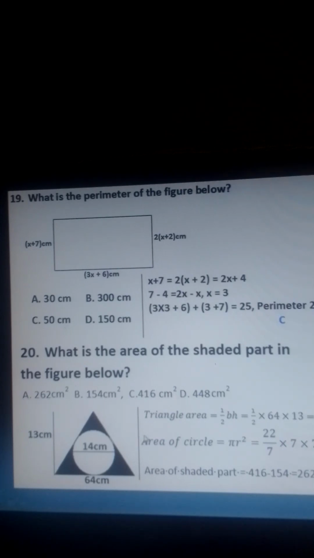So that's how we can solve those problems for upper primary.